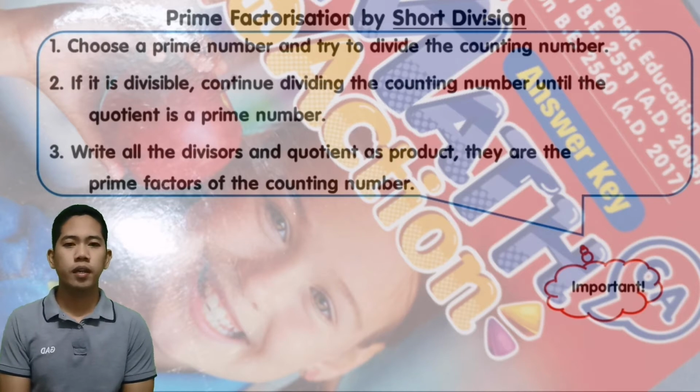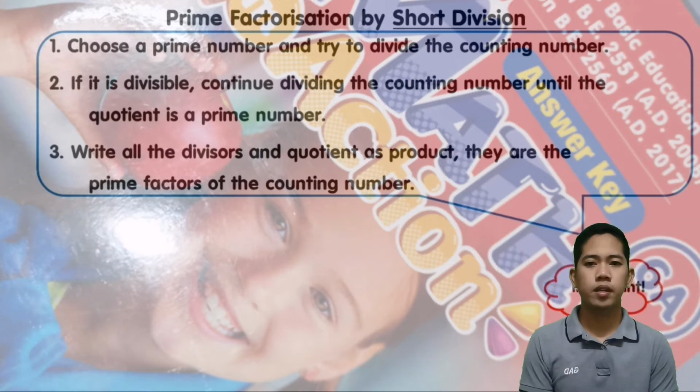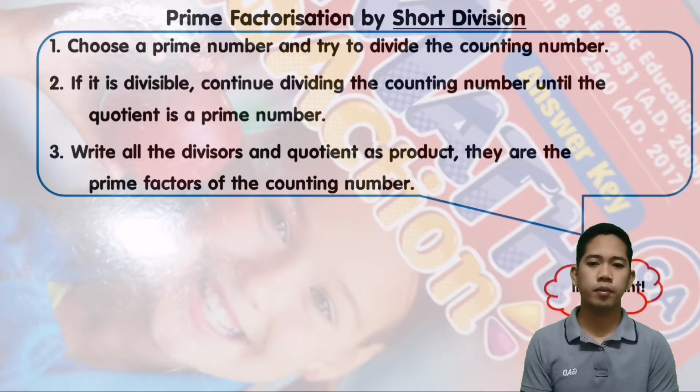But in doing prime factorization by short division, there are three important things to remember. Number 1, choose a prime number and try to divide the counting number. Number 2, if it is divisible, continue dividing the counting number until the quotient is a prime number. And number 3, write all the divisors and quotient as product. They are the prime factors of the counting number. Let me show you. Example number 1, factor 16.